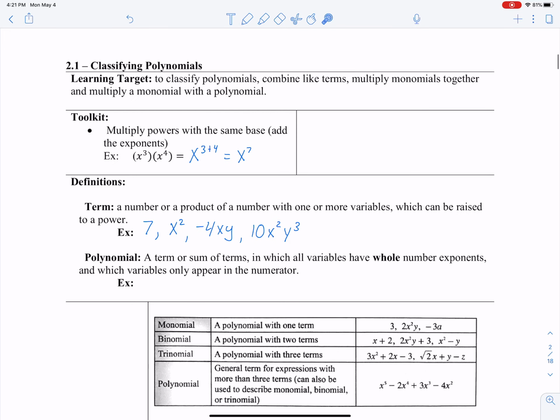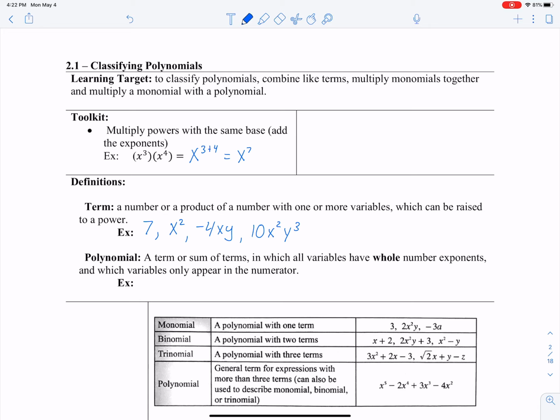So that's different from a polynomial. A polynomial is a term or a sum, meaning adding together of terms, in which all variables have whole number exponents. So in a polynomial, you'll never have a fraction exponent. We are not going to be looking at any fraction exponents in this chapter. And the variables only appear in the numerator. So you're never going to have a variable in the denominator.